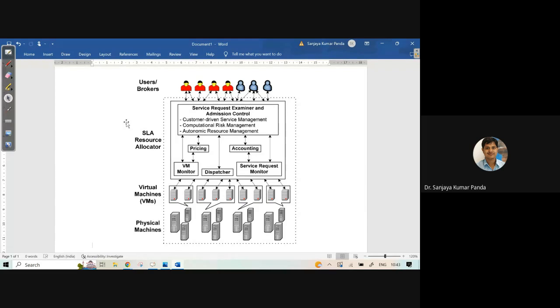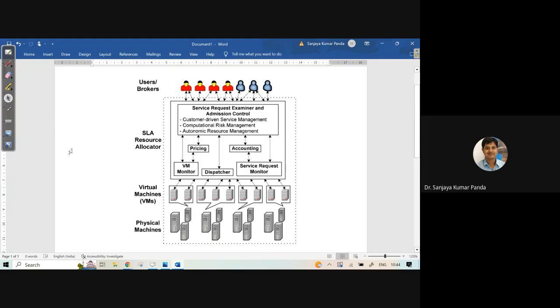allocator. Resource means computation is a resource, storage is a resource, network is a resource, bandwidth is a resource, right? So when a customer makes a particular request, how do you actually map these requests to the resources.